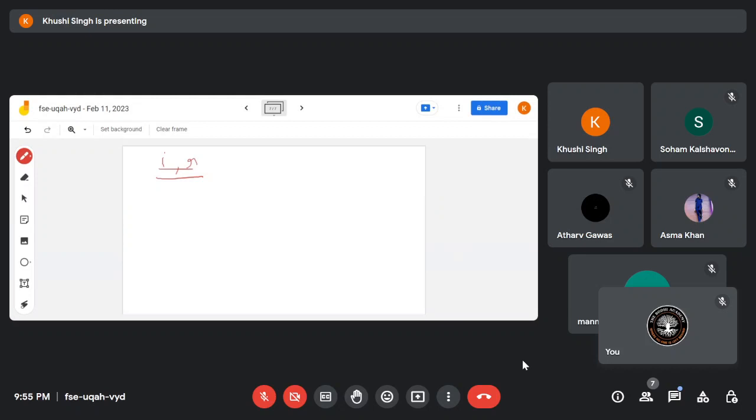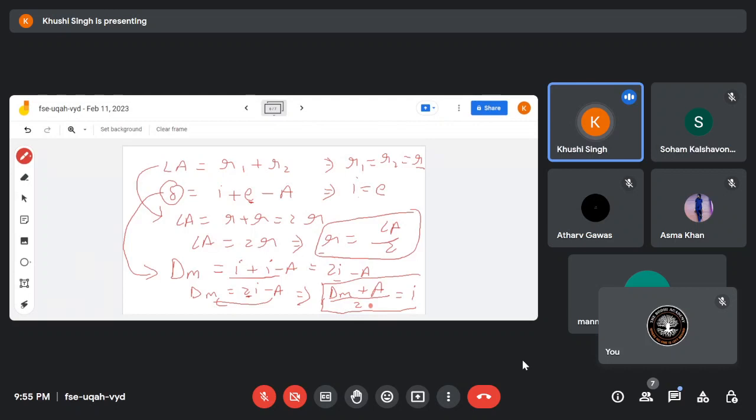So I'll use my Snell's law. That says sine i by sine r equal to n21. Fine. So what is my i, by the way? Just now I found out what is my i. Let's check. i is δm plus A by 2. And what is my r? A by 2. So I'll write it down.